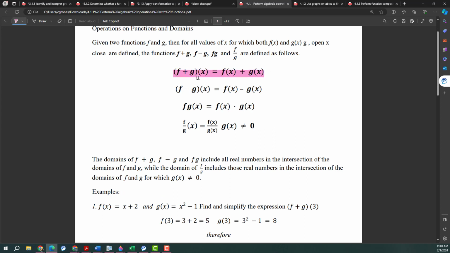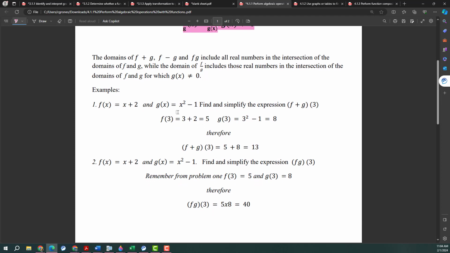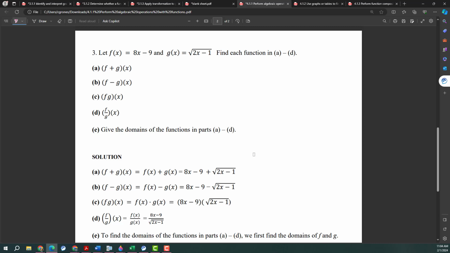So if we have f plus g of x, then we're going to find f of x and add it to g of x. Similarly, if we have f minus g, we're going to subtract f of x minus g of x. If we multiply, we're going to multiply those two, and if we divide, we are going to divide. And remember, our denominator cannot equal 0. So there are some examples of these. I'm not going to go over these specific examples. If you want to look at them, you can look at the notes.